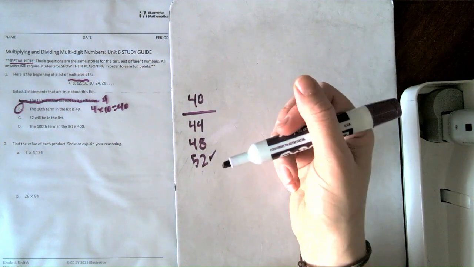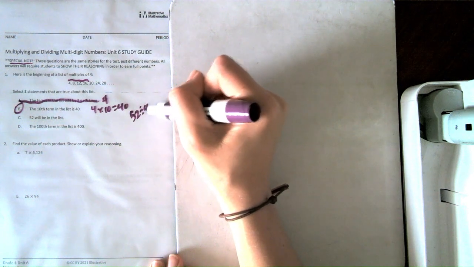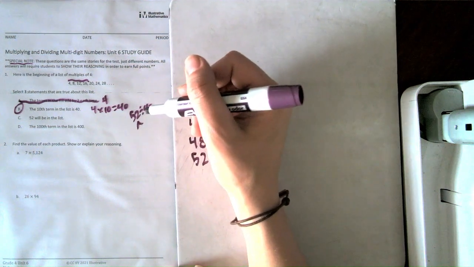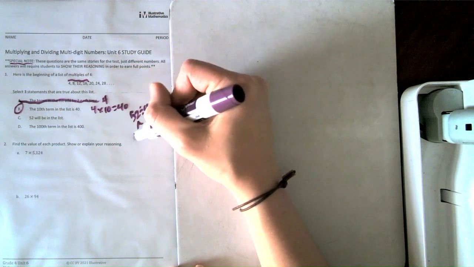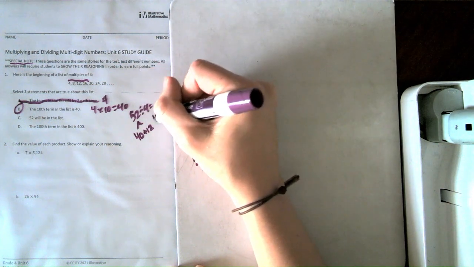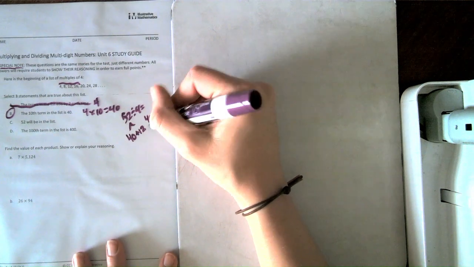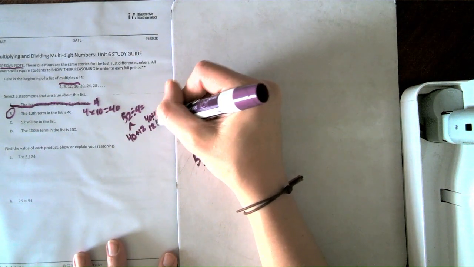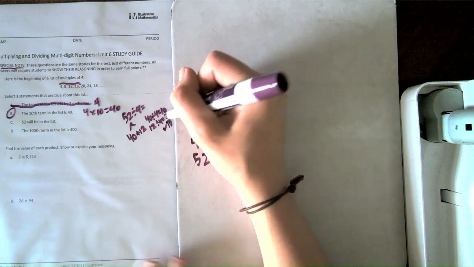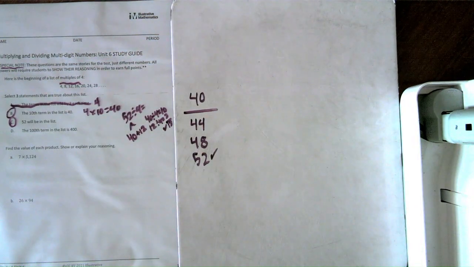We could extend our list of multiples, or we could do 52 divided by 4, and we could use a variety of our division strategies. We could break this down into 40 plus 12, and then 40 divided by 4 equals 10, and 12 divided by 4 equals 3, which gives us 13. So we know that 52 is in the list. We can do that either one of those 2 ways.